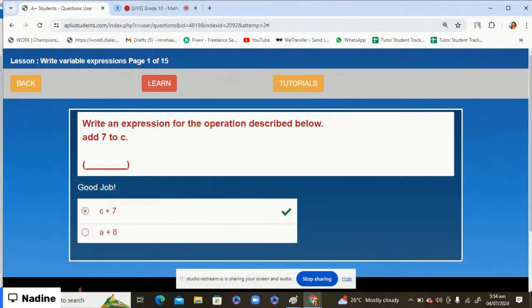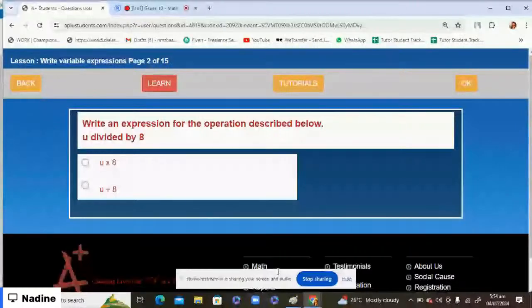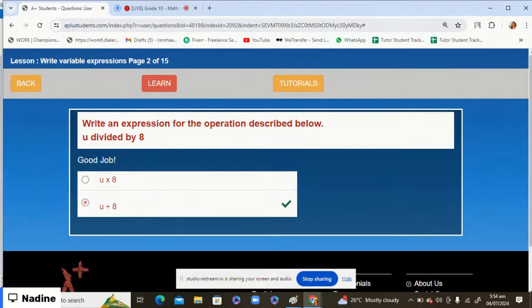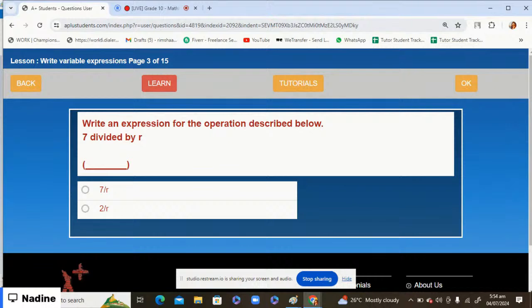Okay. u divided by 8. Here is a multiplication sign. This is u multiplied with 8. Here is u divided by 8. So we are going to use this option, u divided by 8. Write an expression for the operations described below. 7 divided by r. It's given.